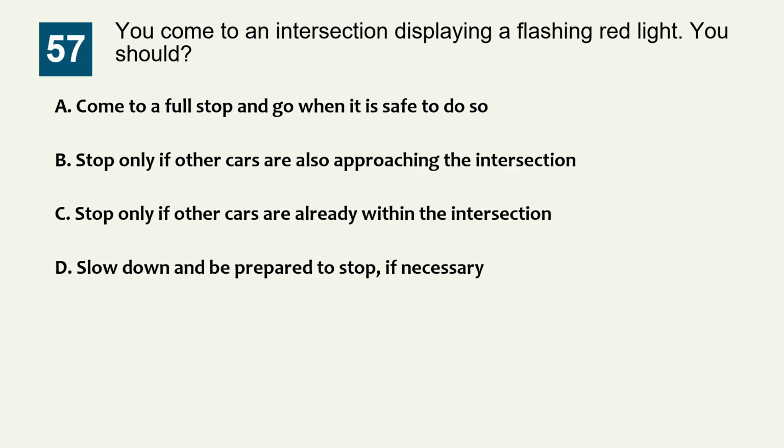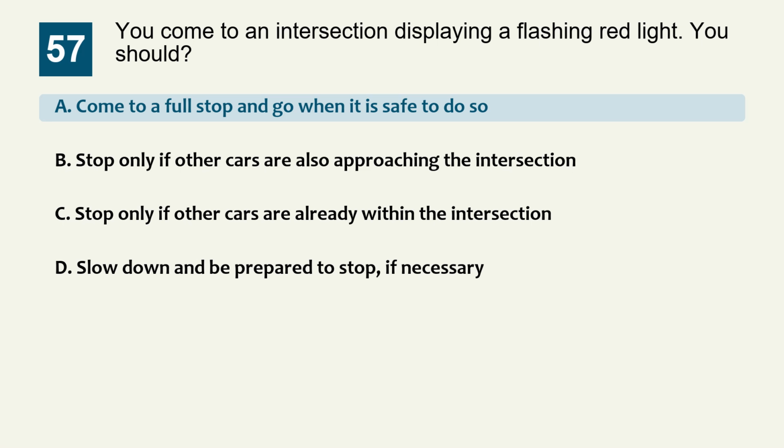Question 57. You come to an intersection displaying a flashing red light. You should: option A, come to a full stop and go when it is safe to do so. Option B, stop only if other cars are also approaching the intersection. Option C, stop only if other cars are already within the intersection. Option D, slow down and be prepared to stop if necessary.